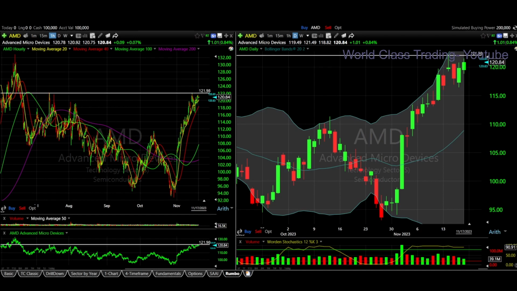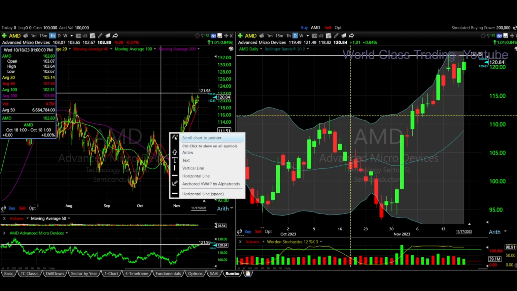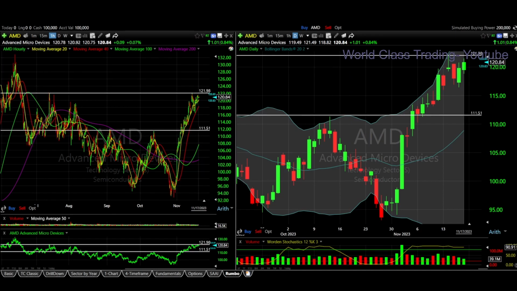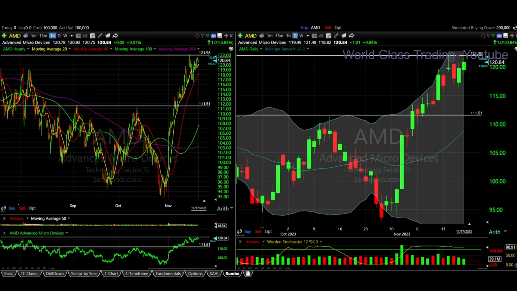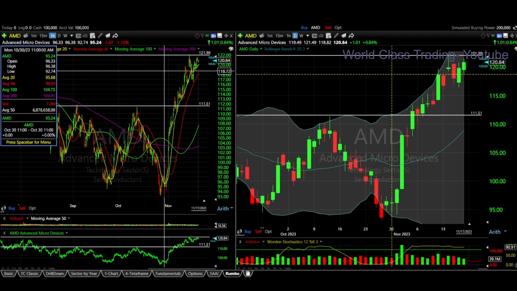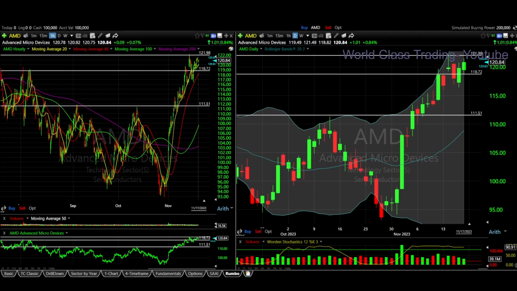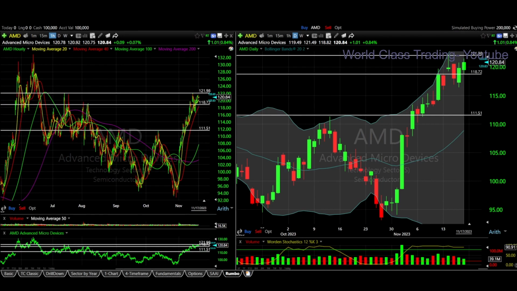After it broke right here, this zone of 111, right? As this cross happened right here, we knew it was going to go to 111. That was the next zone. After it broke 111, then we knew the next zone was 118, right? Broke 111, then it went to 118.